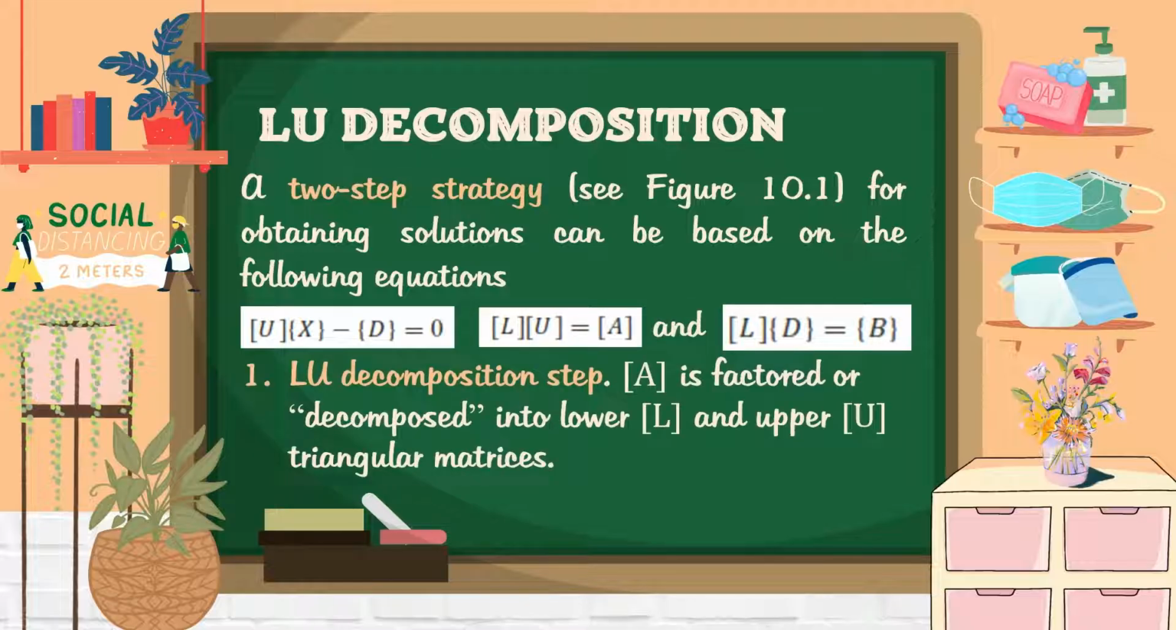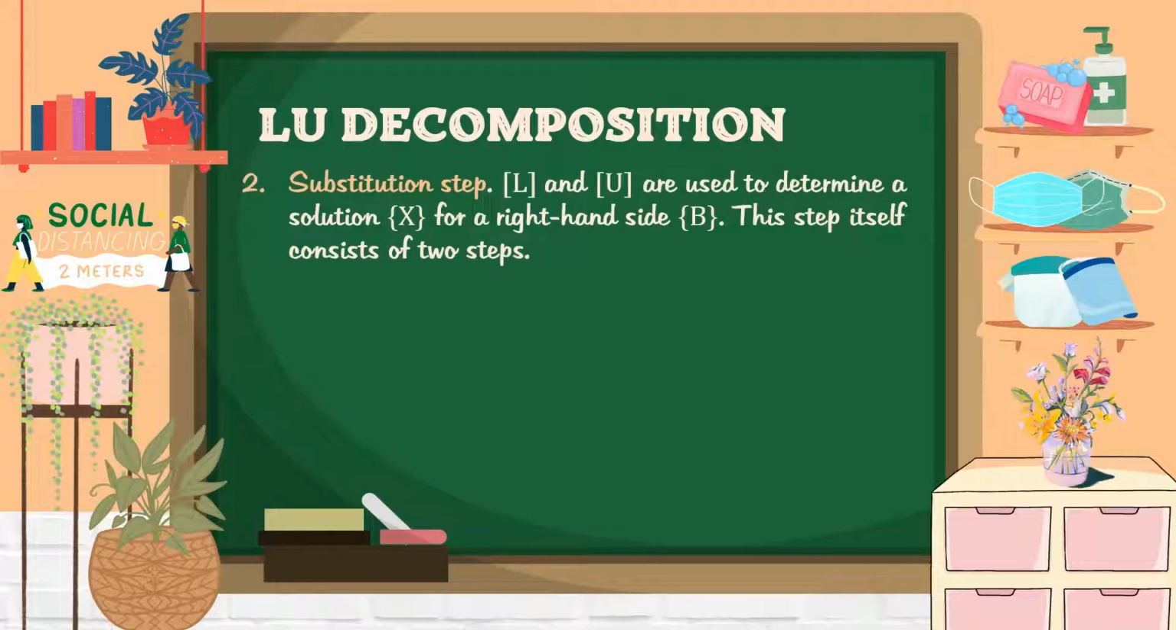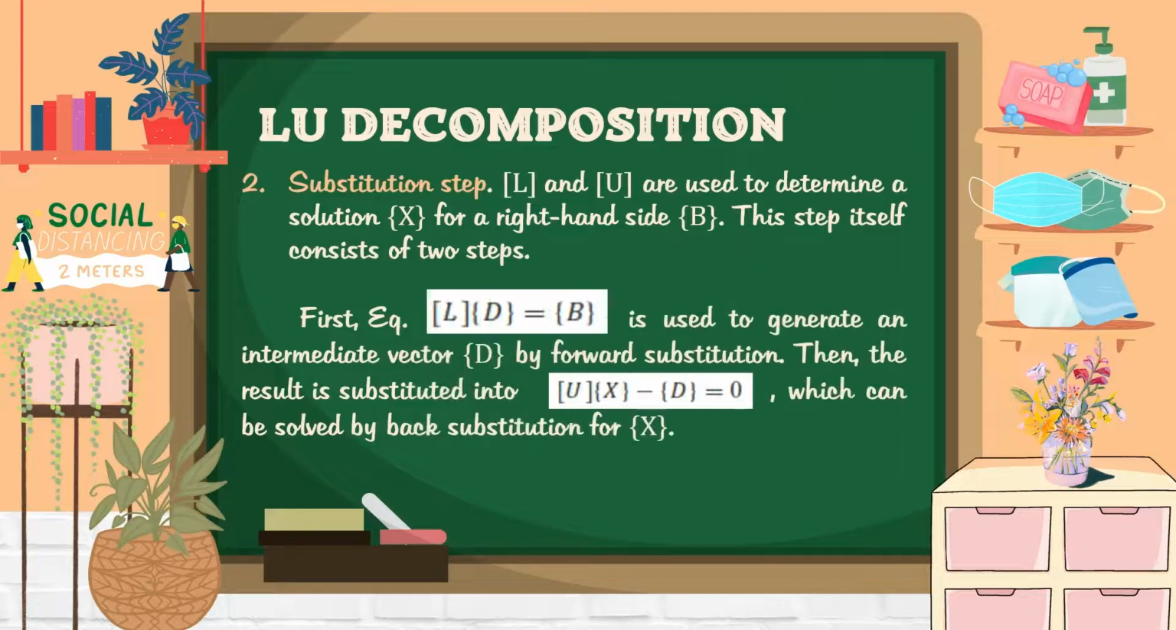First is the LU decomposition step. A is factored or decomposed into lower and upper triangular matrices. And then two substitution steps. The lower and upper matrices are used to determine a solution X for the right-hand side B. This step itself consists of two steps. The first equation is used to generate D by forward substitution. Then the result is substituted into the upper equation, which can be solved by back substitution for X.